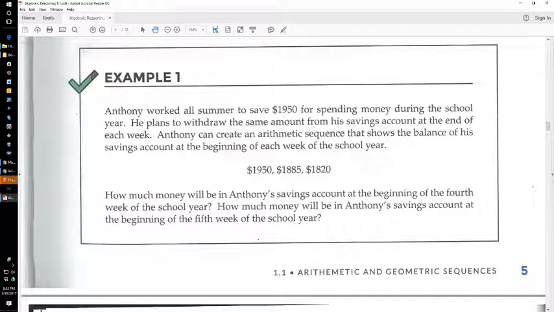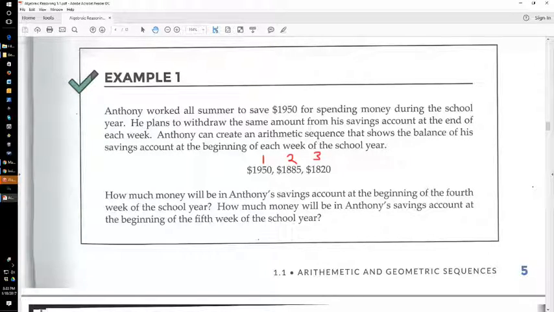Okay, this is Chapter 1, Section 1, so 1.1, Example 1. Anthony worked all summer to save $1,950 for spending money during the school year. He plans to withdraw the same amount from his savings account at the end of each week. Anthony can create an arithmetic sequence that shows the balance of his savings account at the beginning of each week of the school year. Okay, so this would be week 1, this would be week 2, this would be week 3.